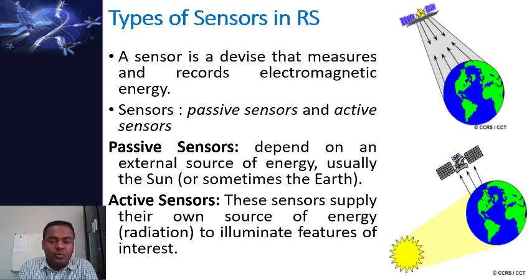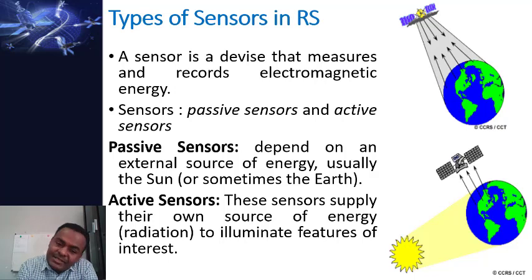So when we come to types of sensors, what is a sensor actually? A sensor is a device that measures and records electromagnetic energy. An example of a natural sensor is your eye. Your eye acts as a sensor. It is a natural device, we can say, that measures and records electromagnetic energy.